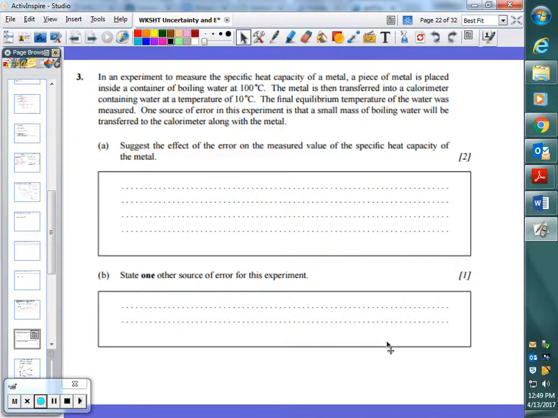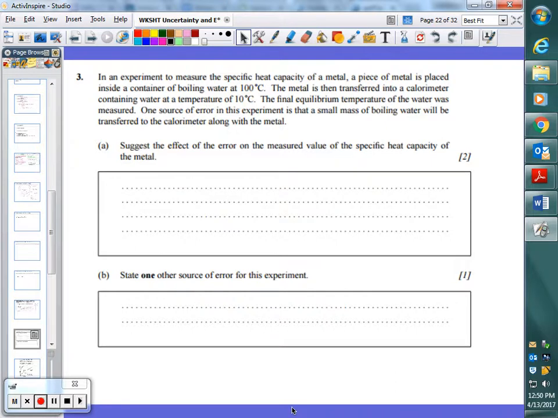All right, so it says, an experiment to measure the specific heat capacity of a metal. A piece of metal is placed inside a container of boiling water at 100 degrees Celsius. The metal is then transferred into a calorimeter containing water at a temperature of 10 degrees Celsius. The final equilibrium temperature of the water was measured. One source of error in this experiment is that a small mass of boiling water will be transferred to the calorimeter along with the metal. All right? So it says, suggest the effect of the error on the measured value for the specific heat of the metal.